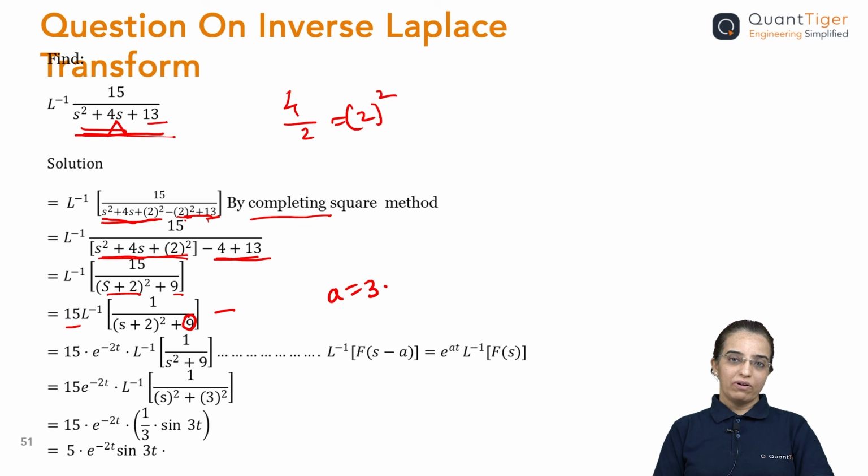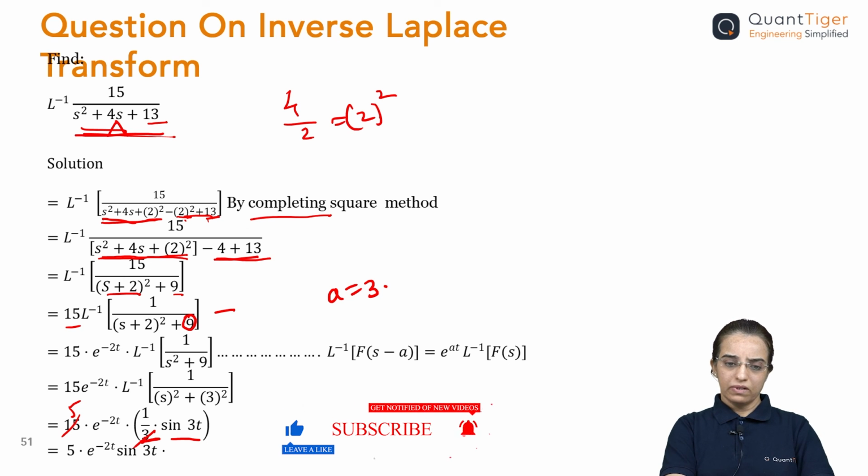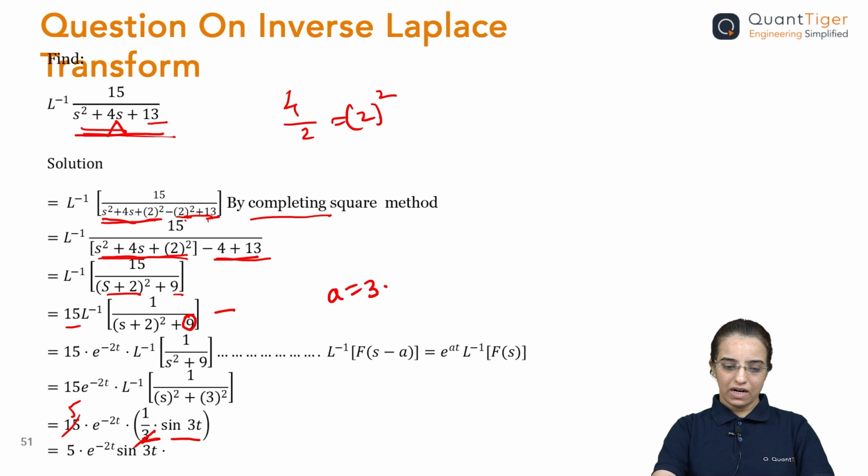So when it is sin, we have to multiply by 1 by a, which means 1 upon 3 has come here, and this is sin 3t. So simply after simplifying 15 and 3, we will get 5 into e to the minus 2t sin 3t. This is how we simplify the given function. First we simplified the denominator using the completing square method, then we used the inverse Laplace transform formula and got the final answer. So this is how we can apply the inverse Laplace transform.